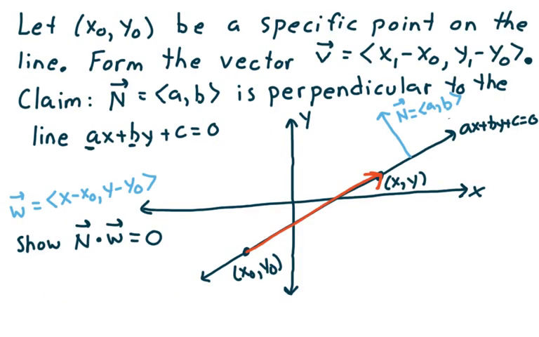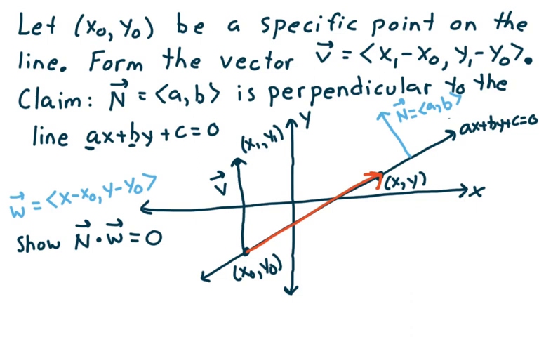Now, let (x sub naught, y sub naught) be a specific point on the line. And what we want to do is form the vector (x sub 1 minus x sub naught, y sub 1 minus y sub naught). So you can think about it this way. Here's the point (x1, y1), and the vector I'm referring to is right here.